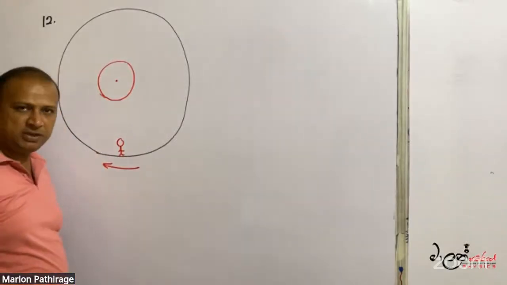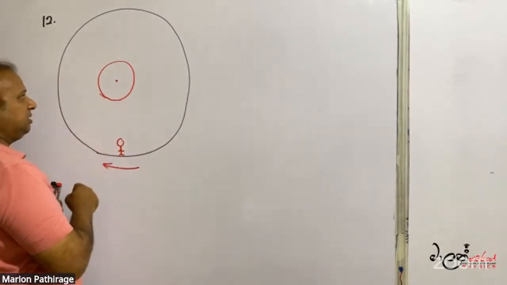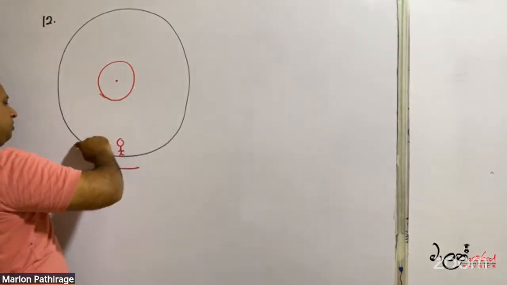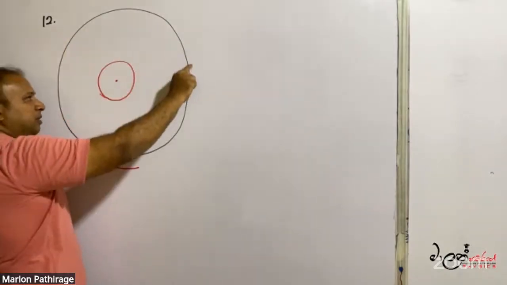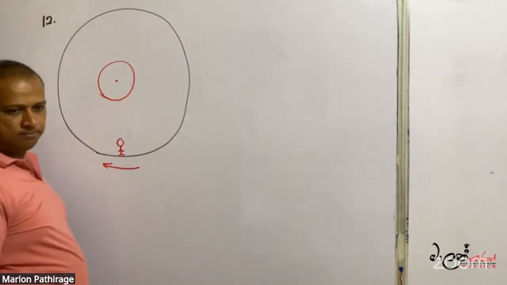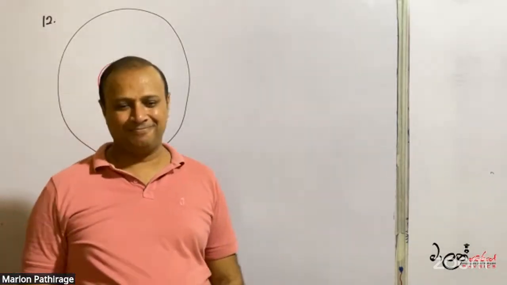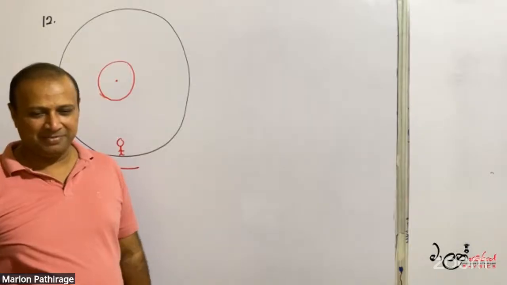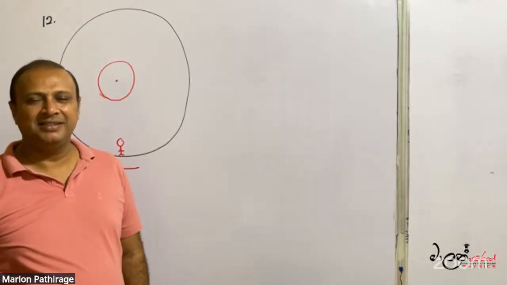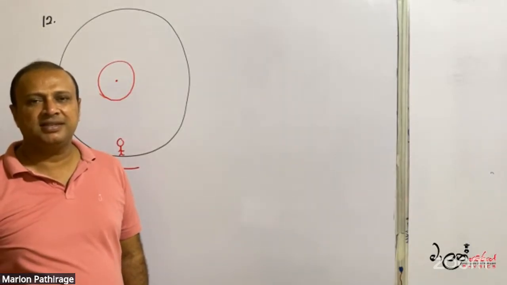Now this is a space colony. This is our earth. Now this is the space colony. Now this one is rotating about this circular path. What are the forces exerted on this man?